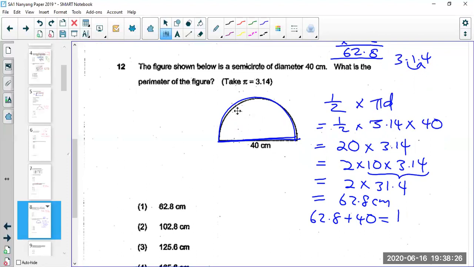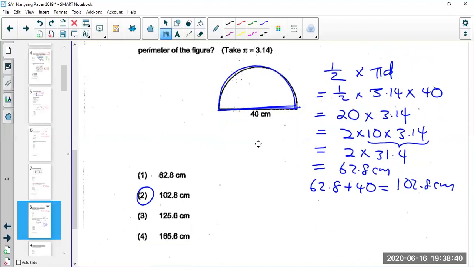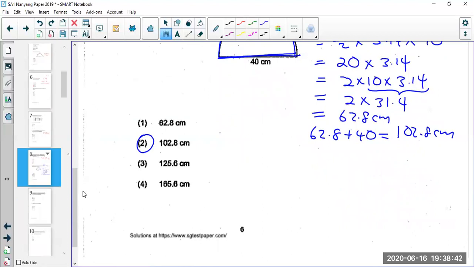So 62.8 and then you plus 40, you get 102.8 cm, which is the perimeter of the semicircle. You get the answer correct? Okay, well done. And let's go to the next one.